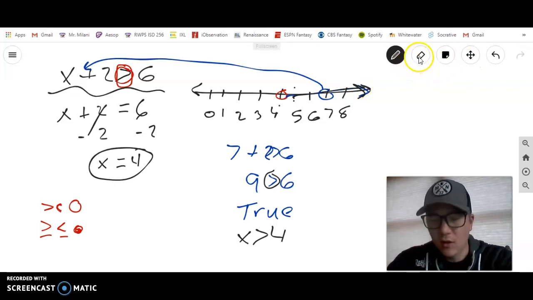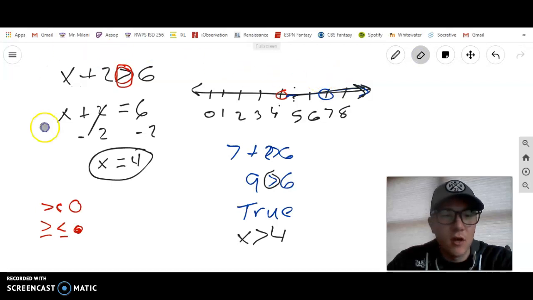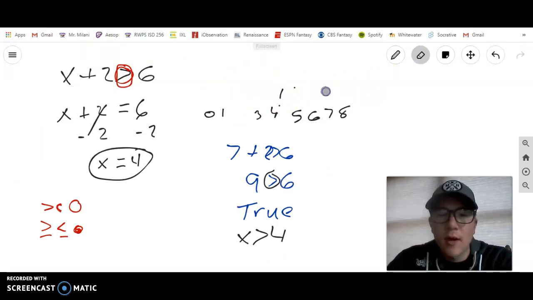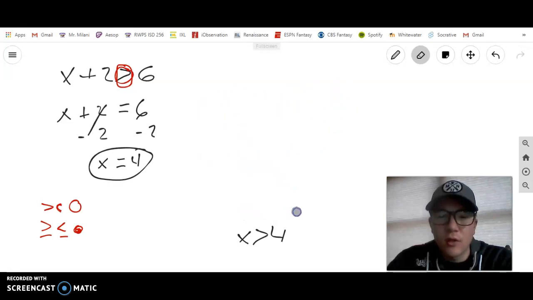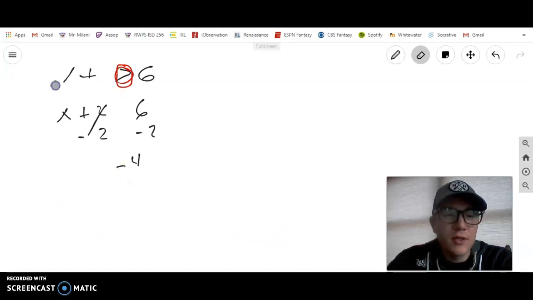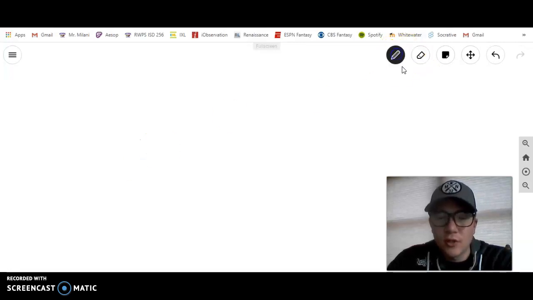Now, when we're actually solving these things, I hope this works like a smart board. No, it doesn't. When we're actually solving these inequalities, if you want to go a little quicker, you can really just treat this just like an equation, right? You can treat this just like an equation.